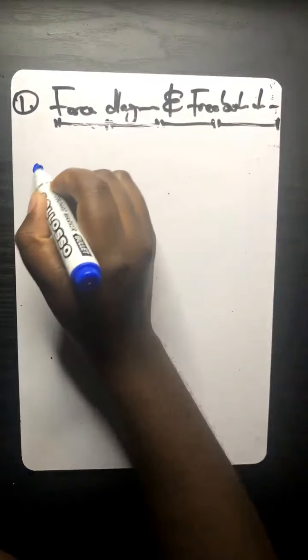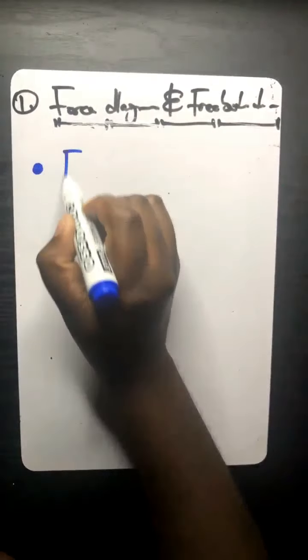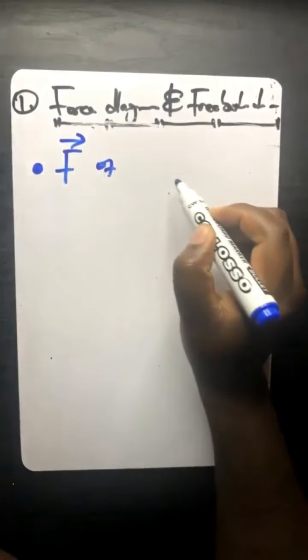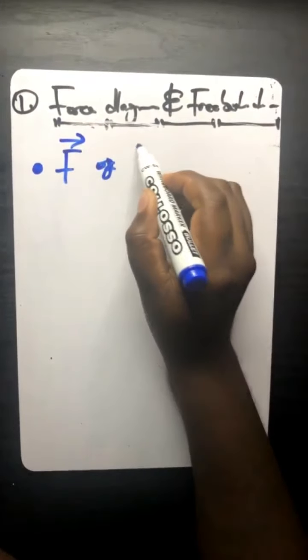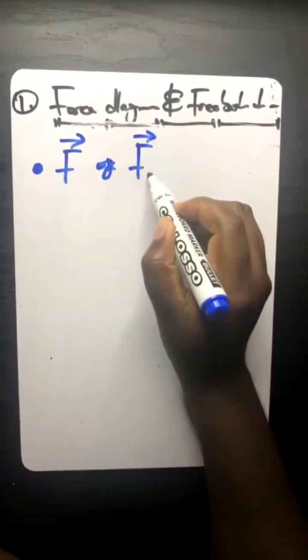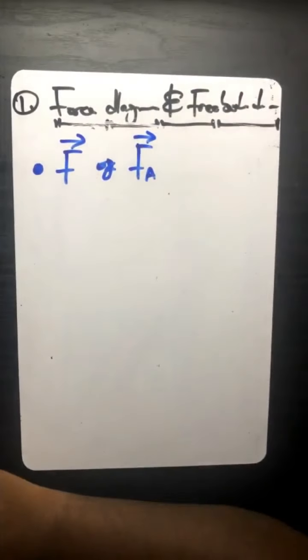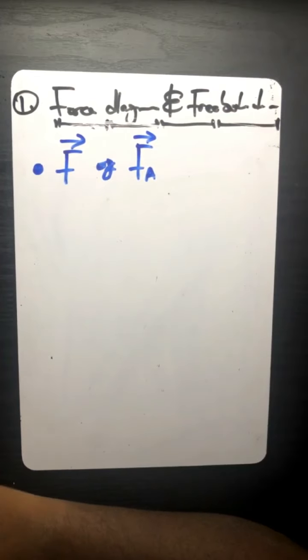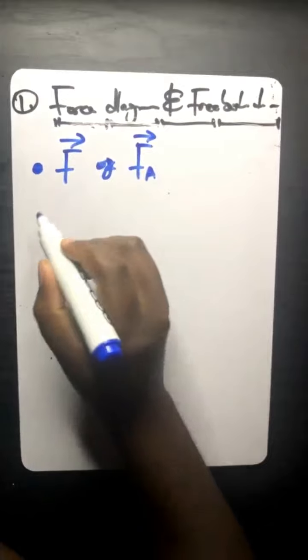So the first one, you can consider force. It's a vector quantity, or otherwise you can represent it as force applied. This is when you represent an applied force on a force diagram, or otherwise on a free body diagram. Makes sense?